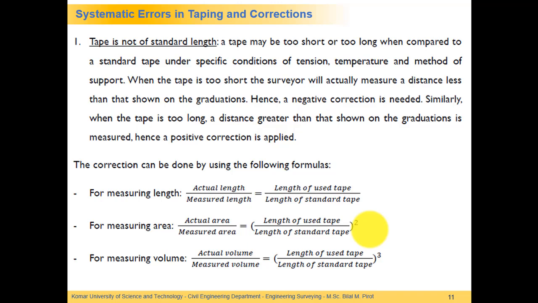the distance. For example, we have this formula for measuring length. The formula is the actual length divided by the measured length equals the length of the used tape divided by the length of the standard tape. For area we can change the length to area, and here we change the formula with the power of 2. For volume we can also change the length to volume, but normally we will use the first formula, the length, for finding linear measurements.